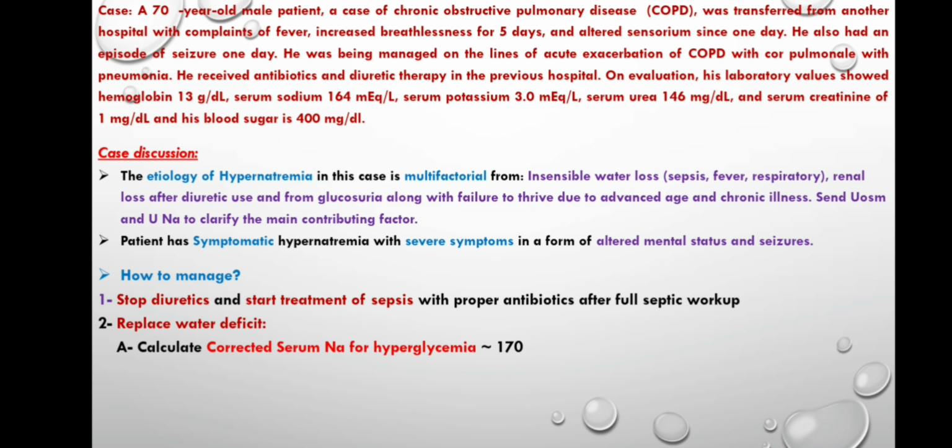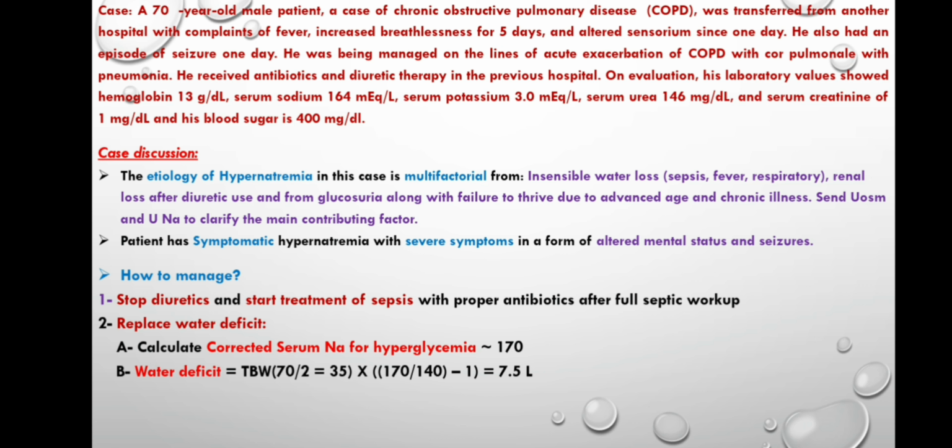As we mentioned, first calculate the corrected serum sodium. Here, what is the sodium? It is 164. What is the glucose? 400. So there is 300 more in the glucose. 300 will induce a drop of sodium by 6, yes. So this 6 should be added to 164, so the corrected sodium will be 170. Then calculate the water deficit.